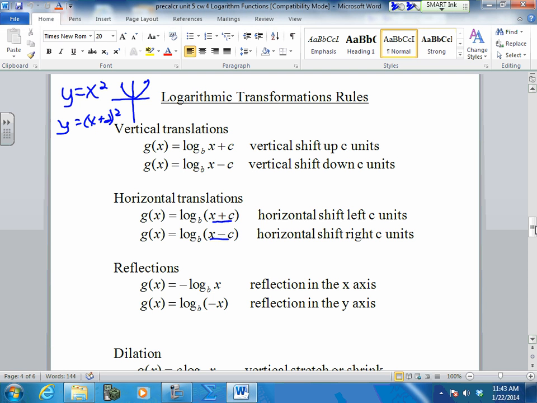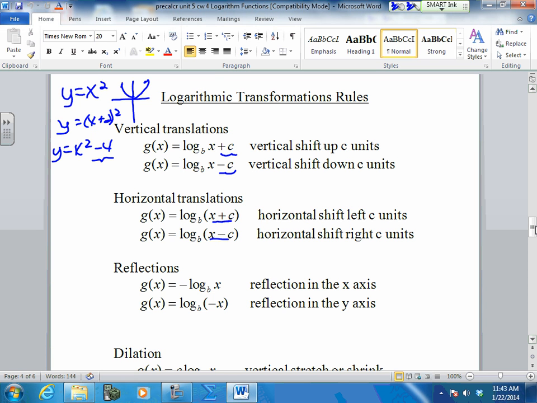What happens is we got the log word out there, so some kids get a little thrown off and don't realize they're the same exact transformations. If I did this, x squared minus 4, here's my vertical shift. Here's my vertical shift using my log equation. It's just got to have a log out there.